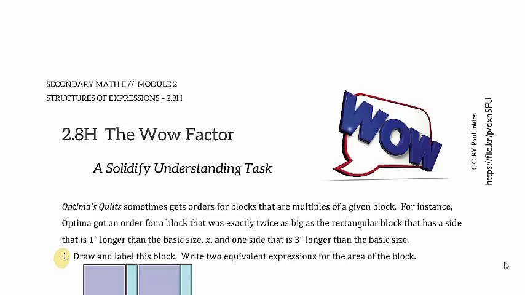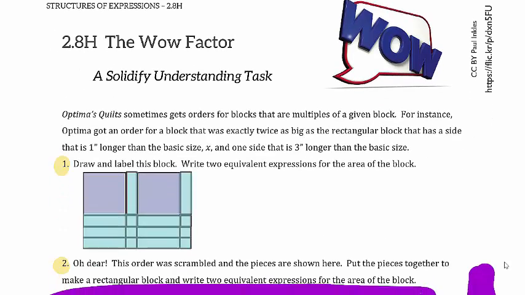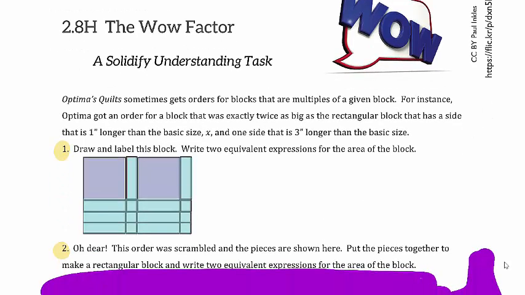So far, we have been making quilts of square and rectangular shape, but one quilt at a time. However, Optimus Quilt sometimes gives orders for blocks that are multiples of a given block. For instance, Optima got an order of a block that was exactly twice as big as the rectangular block that has a side that is 1 inch longer than the basic side X and one side that is 3 inches longer than the basic side X.